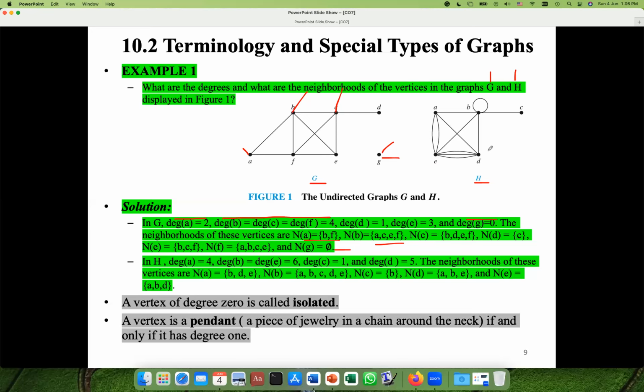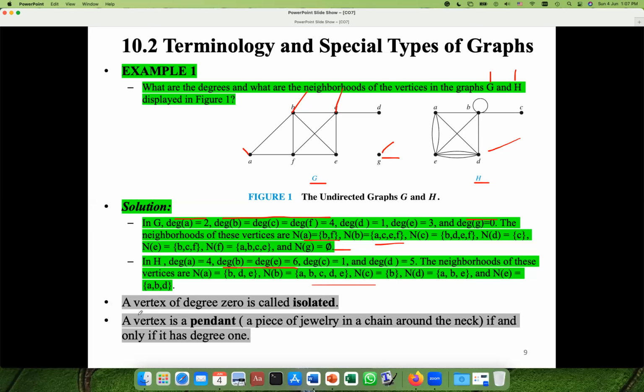Similarly, you have to do for this one. But here you have the loop. So loop will be counted twice. For example, degree of B is what? 1, 2, 3, 4 plus 2, 6. Degree of B is what? Degree of B is 6. And similarly, the neighborhood, it's easy.